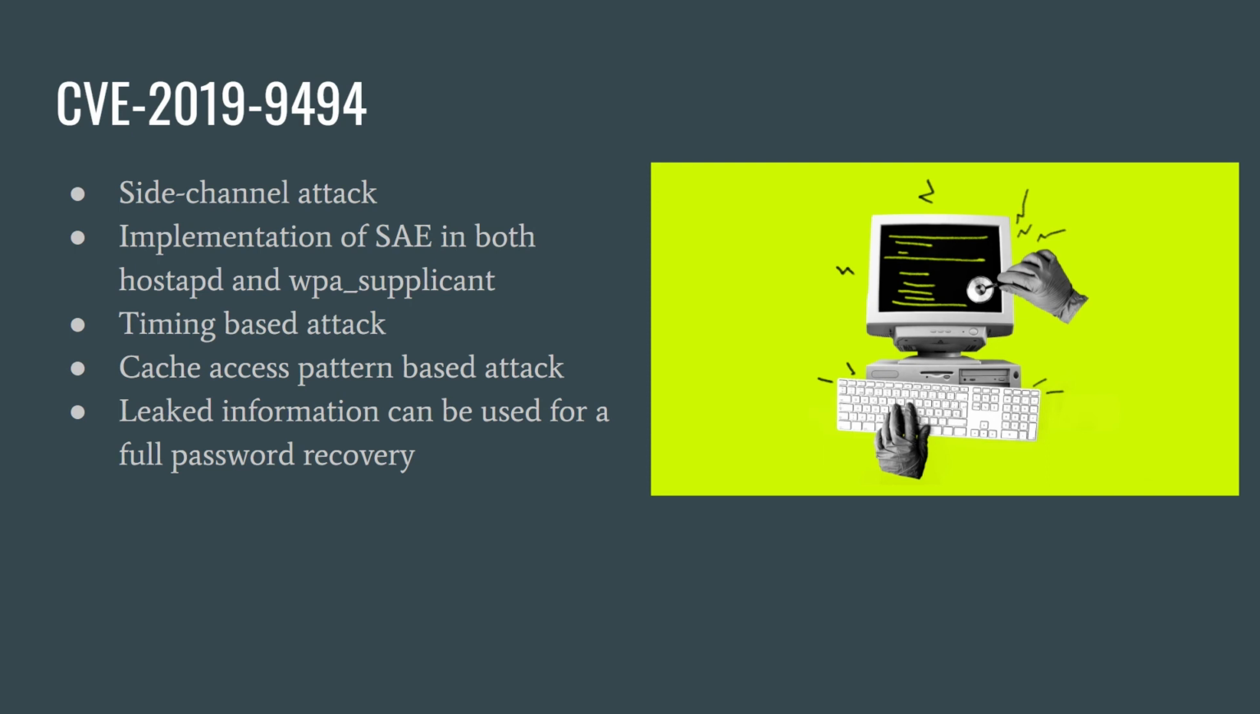This exploit affects the implementation of simultaneous authentication of equals in both host APD and WPA supplicant, and consists of both a timing-based attack and a cache access pattern-based attack. And the leaked information from both of these can be used to create a full password recovery.